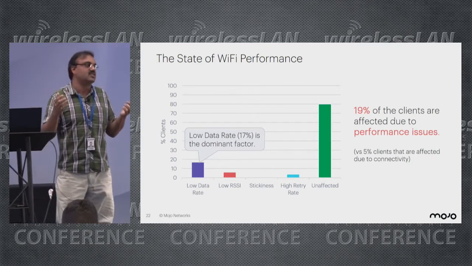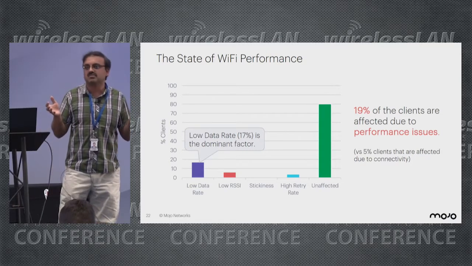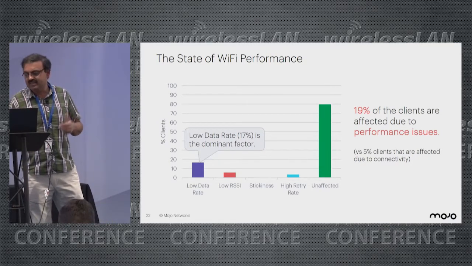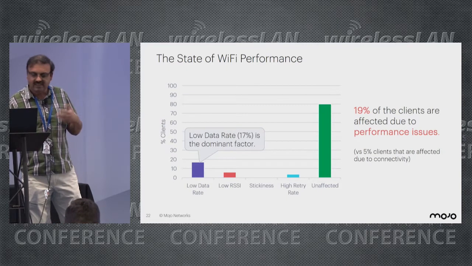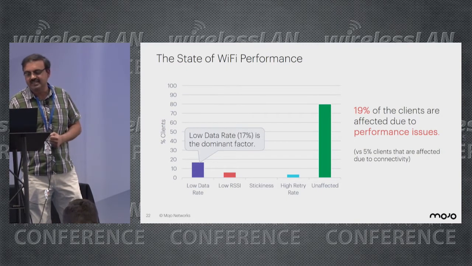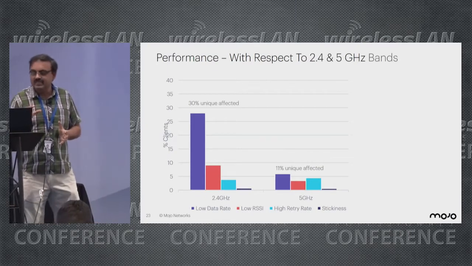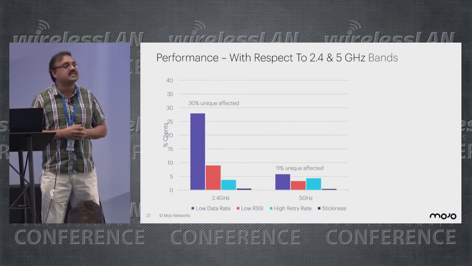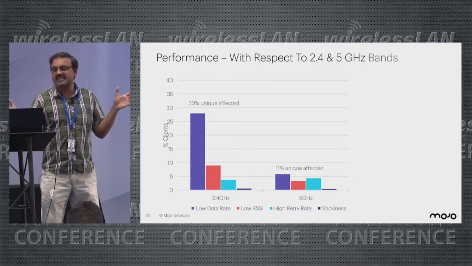If a specific client or a group of clients are having lower RSSI, then the entire BSS throughput is going to come down, right? That is something which is well known, and we need to make sure that we take care of the low data rate parameter when deploying networks, right? So now let us see if there are any useful insights when we analyze this across the bands, 2.4 and 5 gigahertz bands.